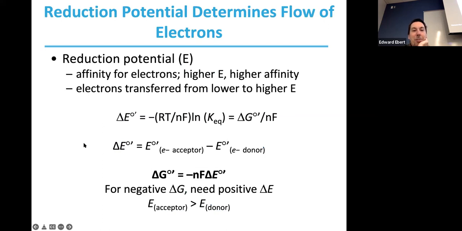We won't talk too much about reduction potential, but just like we saw with our delta G for free energy, our reduction potential will also depend on the equilibrium constant in here. So we can actually relate our delta G to our electric potential in here. So delta G is essentially our molar constant times a constant times the change in electron potential.